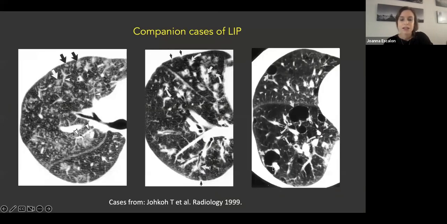So here are some companion cases from the literature of LIP. Here you can see there's centrilobular nodules, there's peribronchovascular thickening, there's ground glass. This one even better, showing that peribronchovascular thickening. And in the last case, more cysts.